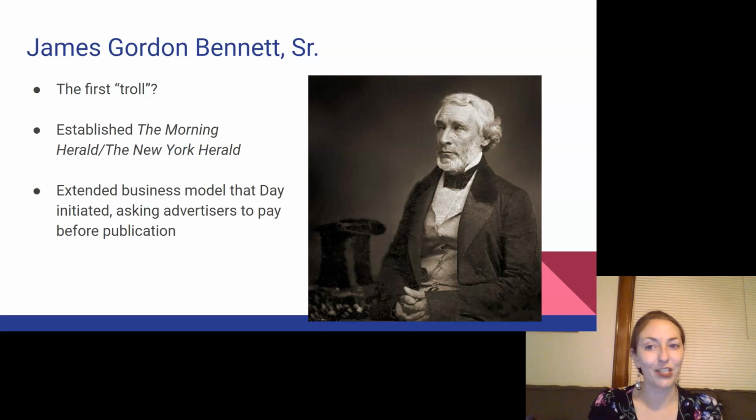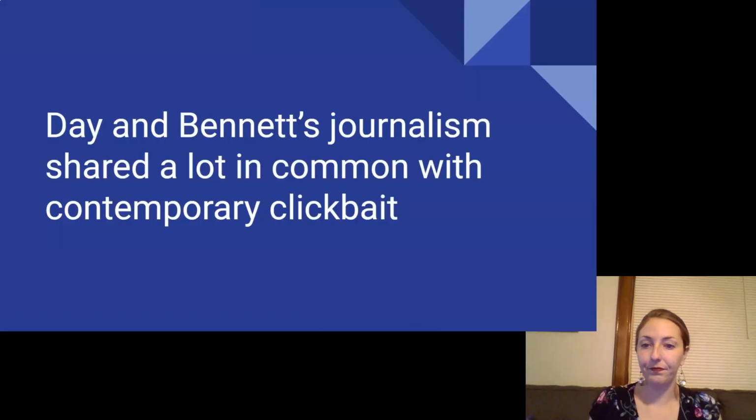He had an adversary who was another big personality in the advertising industry, James Gordon Bennett Sr. He's considered a troll. He had very different political views to Benjamin Day. He had competing papers, and he extended Day's business model. Both of them together helped solidify the idea of the penny press as one of the main and earliest sources of large-scale advertising.